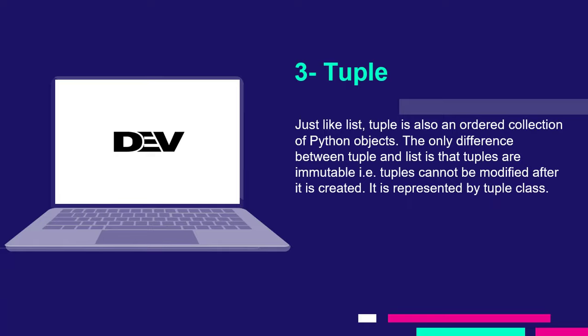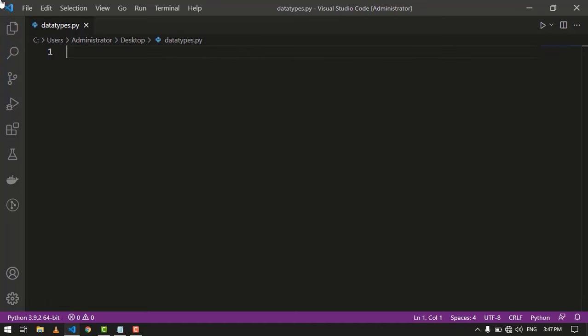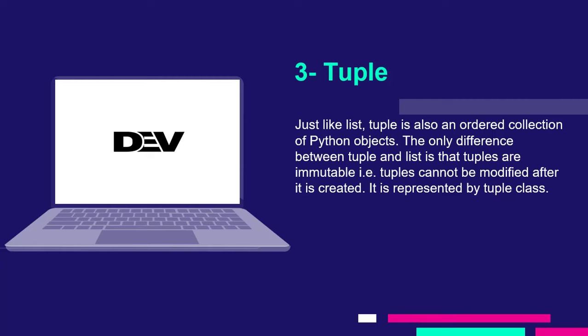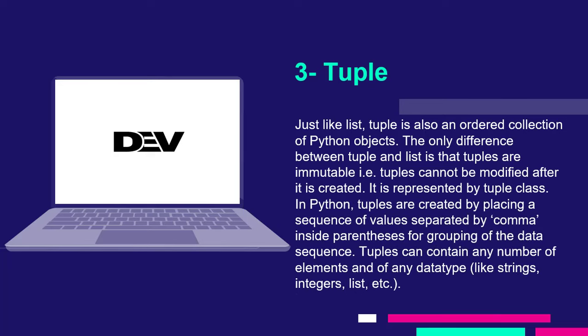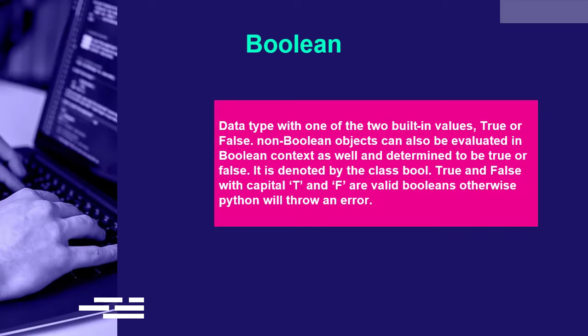Another sequence type, we have tuple. Just like list, tuple is also an ordered collection of Python objects. The only difference between tuple and list is that tuples are immutable, meaning that tuples cannot be modified after they are created. It is represented by tuple class. In Python, tuples are created by placing a sequence of values separated by comma, with or without use of parentheses, for grouping of the data sequence. Tuples can contain any number of elements and of any data types, like strings, integers, lists.